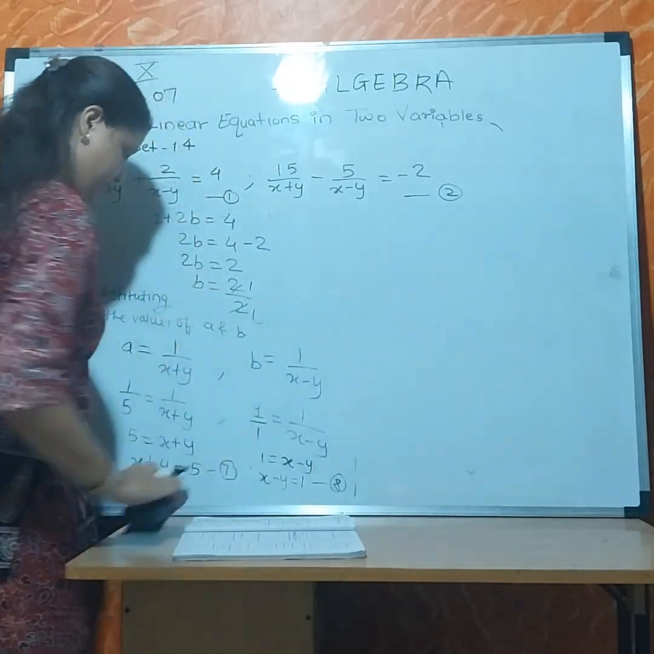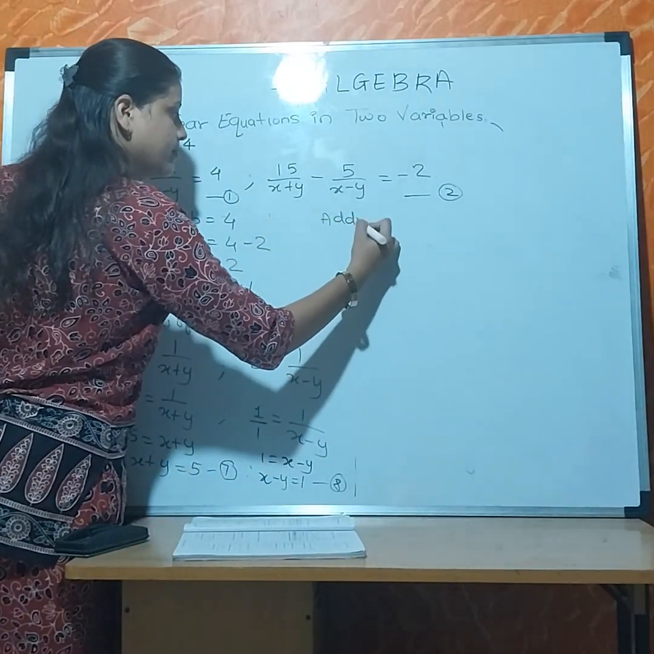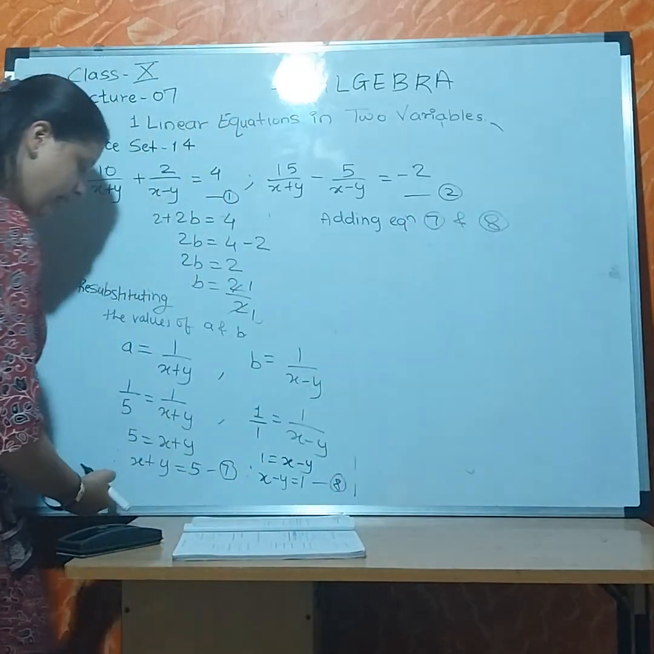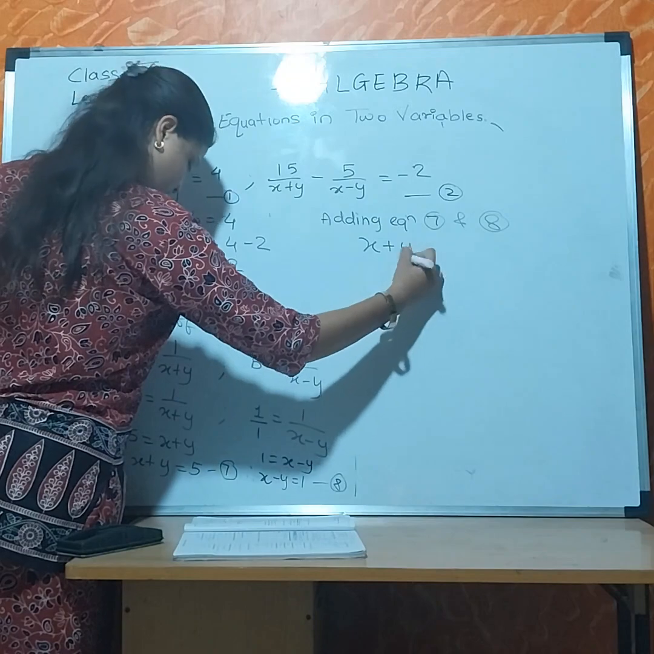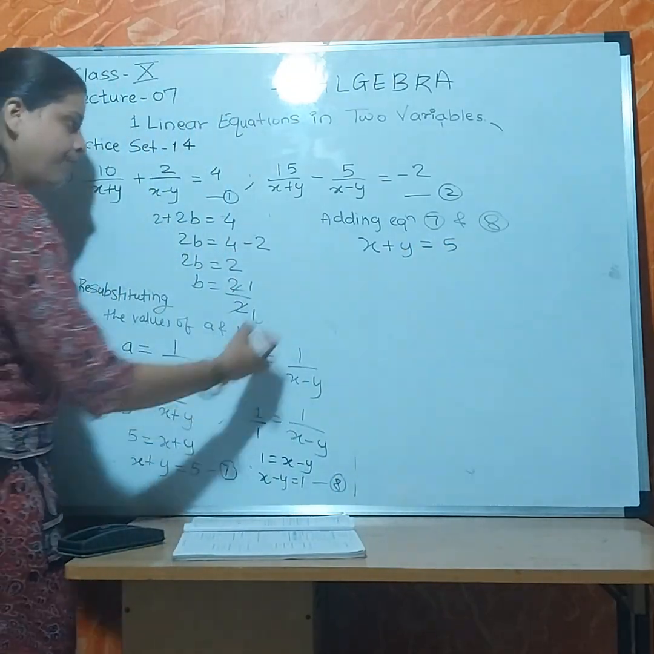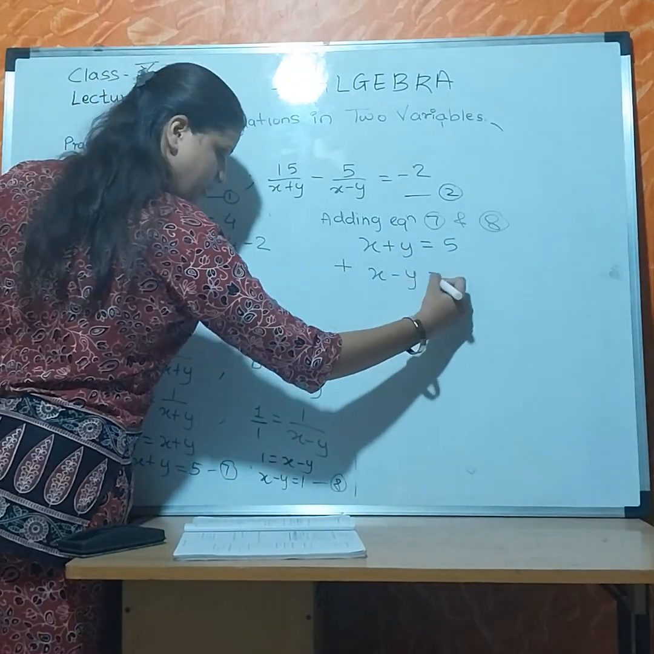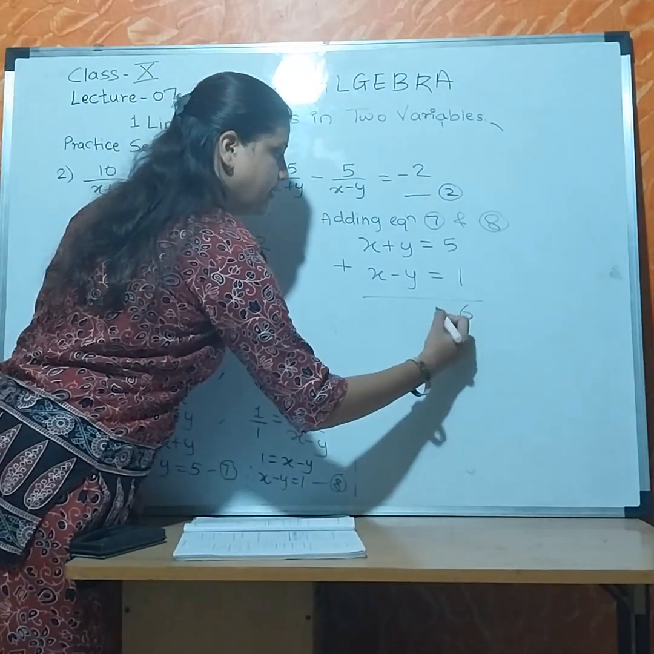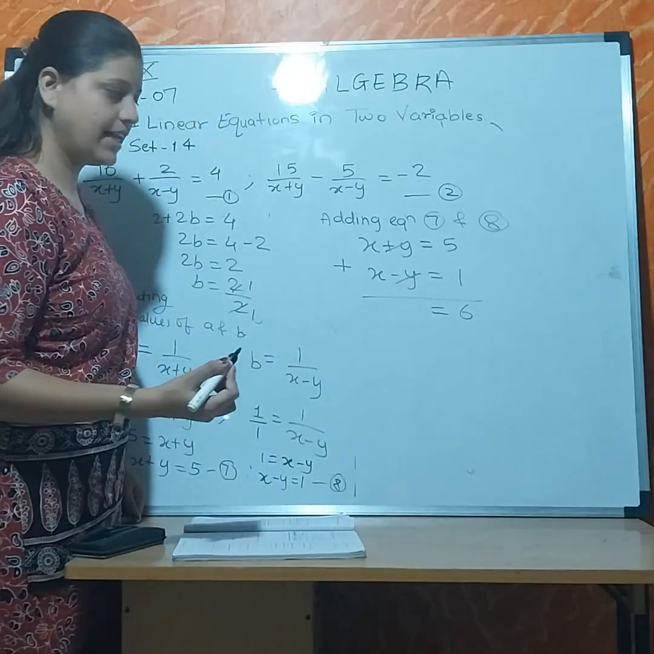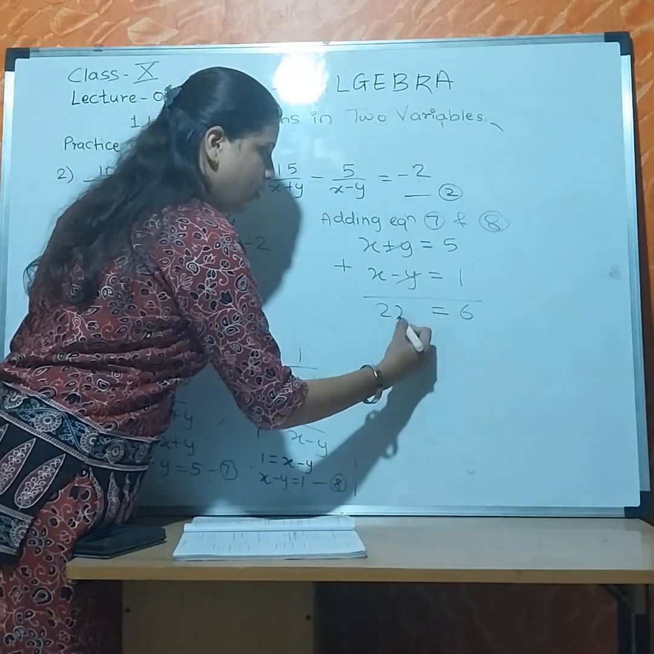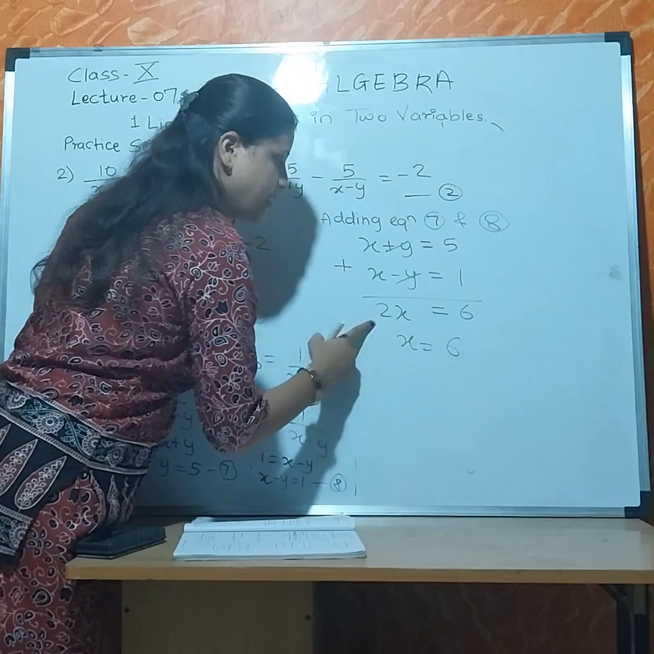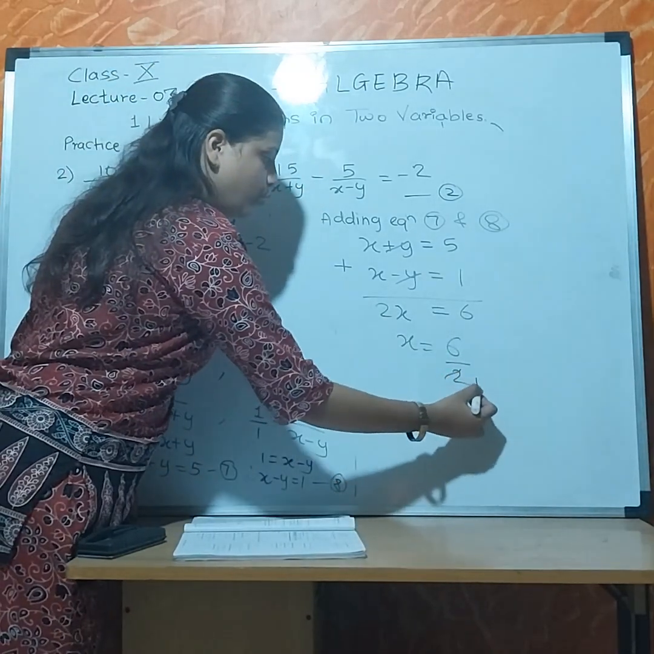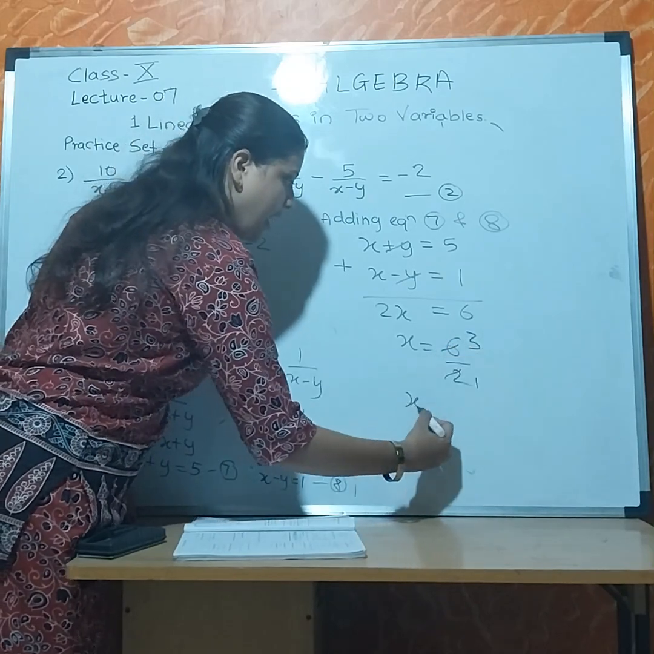So let us solve this. Adding equation number 7 and 8, we get x plus y is equal to 5 plus x minus y is equal to 1. So 5 plus 1, 6 is equal to plus y minus y gets cancelled, and x plus x, 2x. So x is equal to 6 upon 2. This 2 is multiplication form. Here it will go in the form of division. So 2 ones are 2 and 2 threes are 6. x is equal to 3.